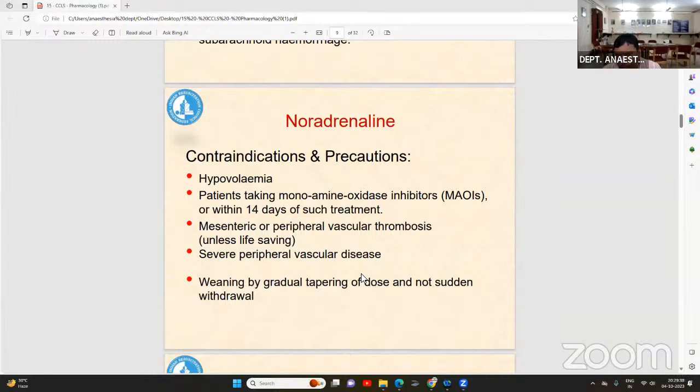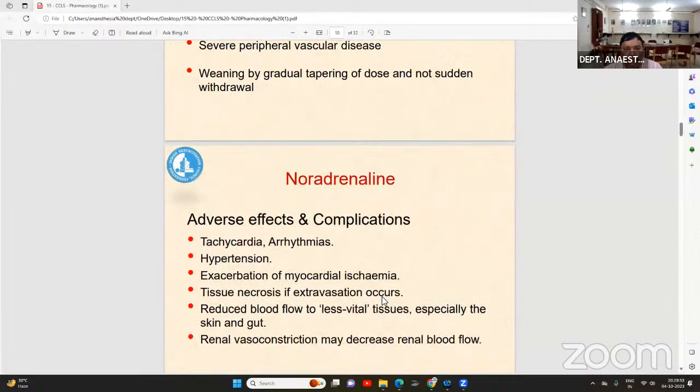And weaning: you are not supposed to wean immediately. You can't stop the drug; you have to wean gradually. If you are using infusion doses and it is at 10 ml, you can slowly come down to 8 ml, 7 ml, 6 ml, 5 ml like that. You are not supposed to taper the dose as a sudden withdrawal.